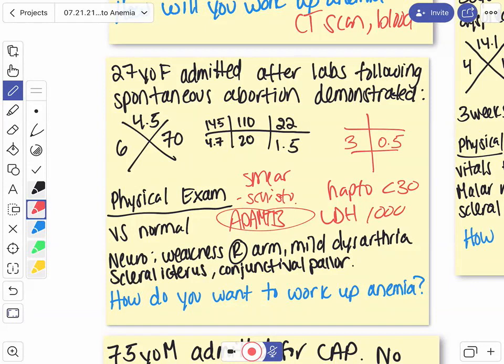So we have a possible working differential. Dante's team was worried about maybe a TTP. Take about 30 seconds with your team. Talk about what you're going to do to manage this patient while you're still working up her anemia.